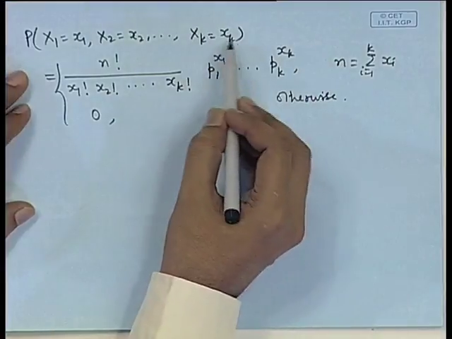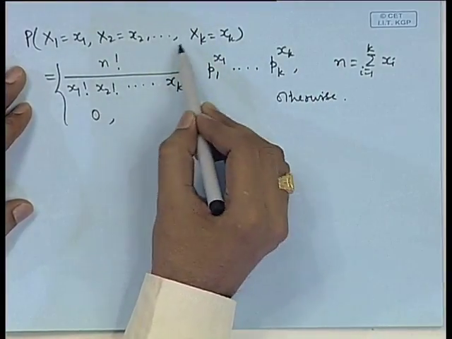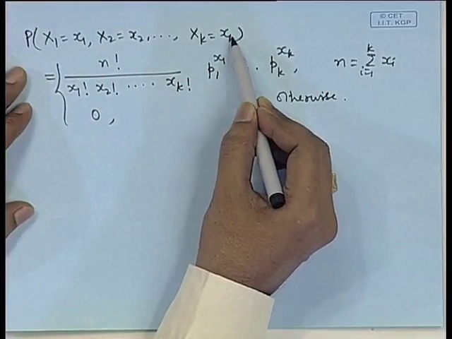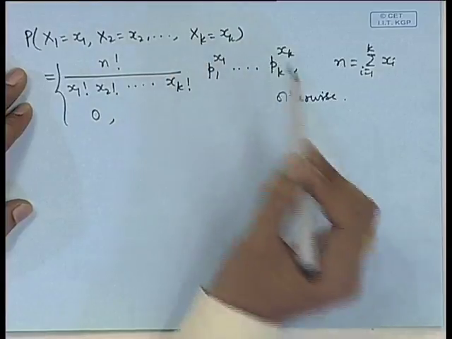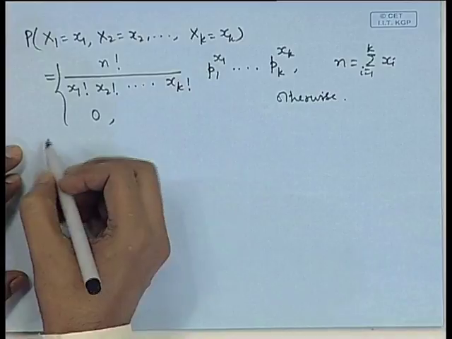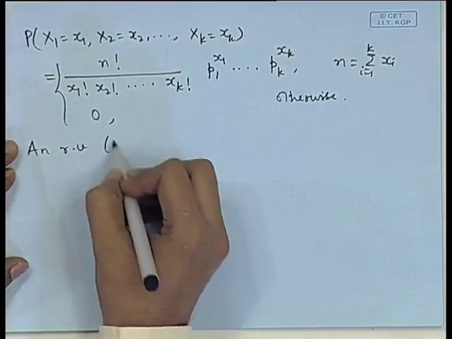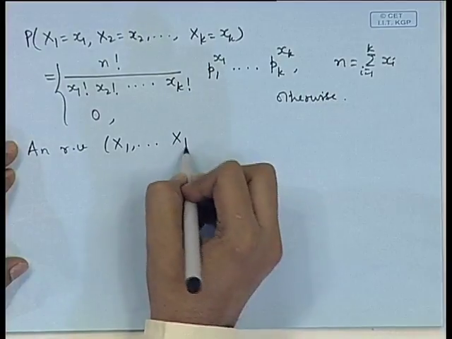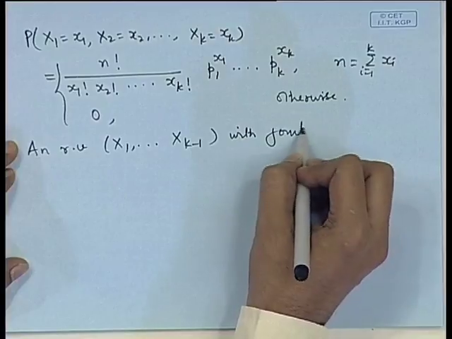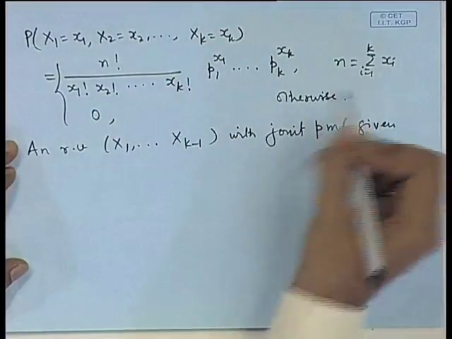Now, if we look at this distribution here, if x 1, x 2, x k minus 1, that is any k minus 1 of these variables are given, the last one can be determined in terms of n minus the sum of the remaining ones. So, if we consider the joint distribution of a random vector, say x 1, x 2, x k minus 1, with joint probability mass function given by this.